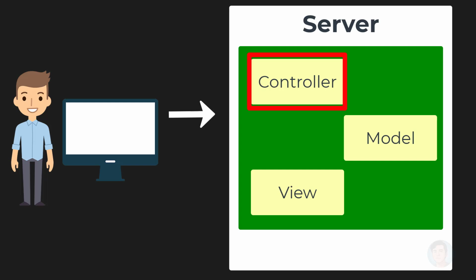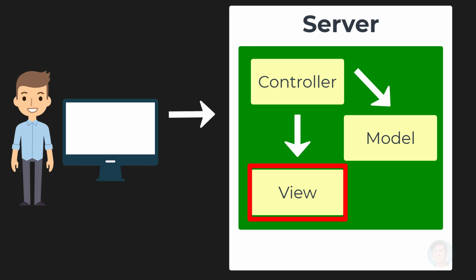The controller then talks to the model. The model is a component in MVC that is responsible for getting the required data and executing any business logic necessary. So the model may talk to a data store such as a database and get the required data such as books in our case, and then it passes this data to the controller. The controller takes this data and passes it to the view.